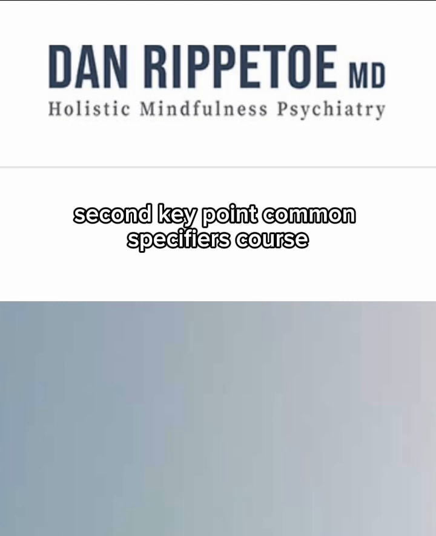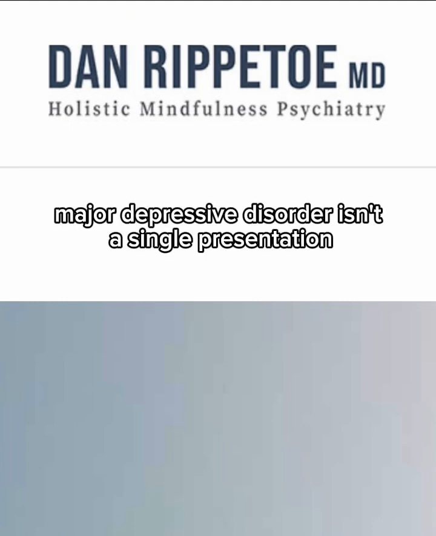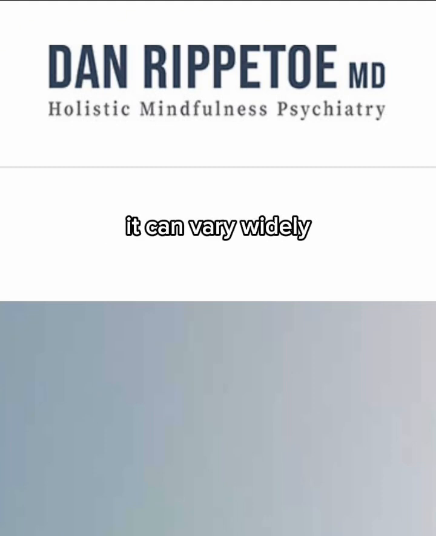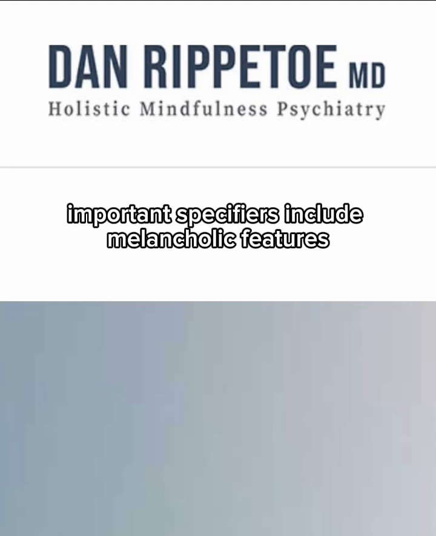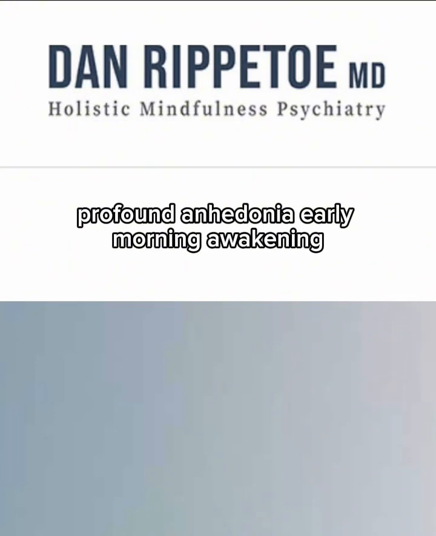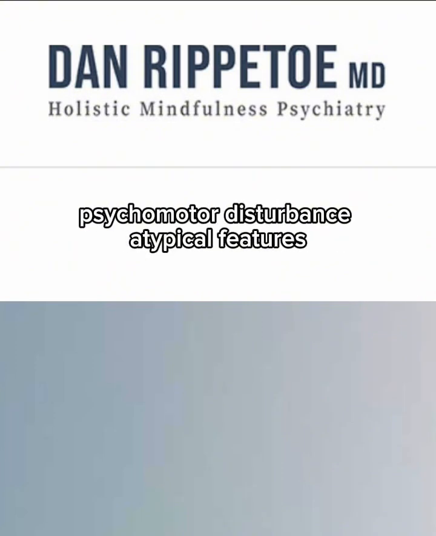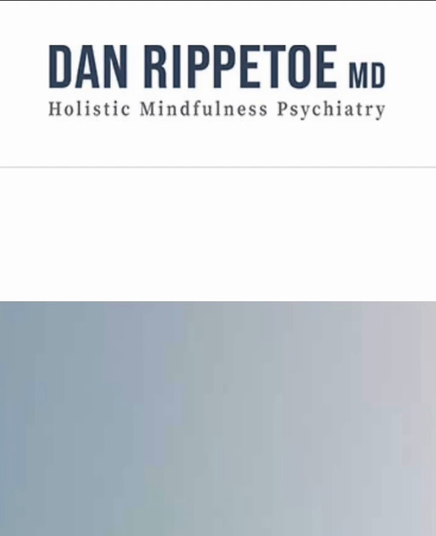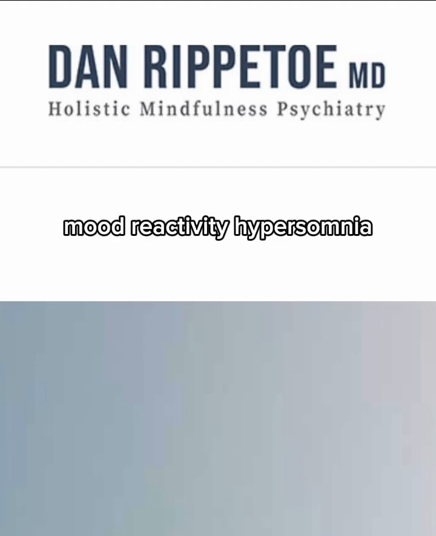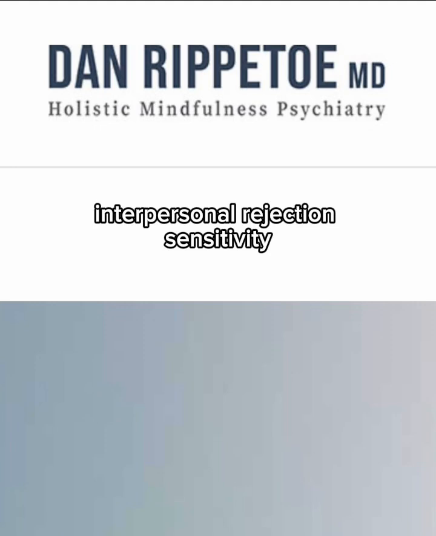Second key point, common specifiers, course, and comorbidities. Major depressive disorder isn't a single presentation. It can vary widely. Important specifiers include melancholic features, profound anhedonia, early morning awakening, psychomotor disturbance; atypical features, mood reactivity, hypersomnia, heavy leaden feeling in limbs, interpersonal rejection sensitivity, and anxious distress, which carries higher suicide risk.